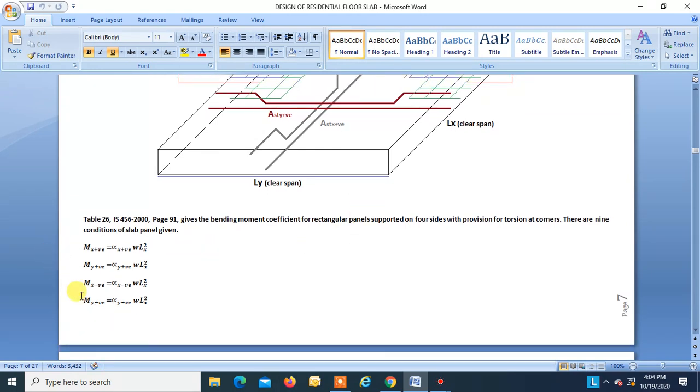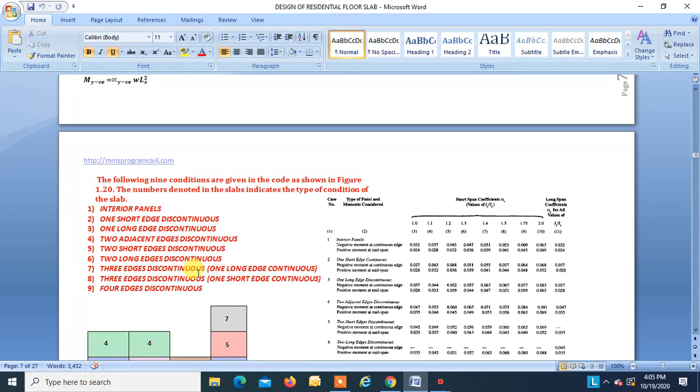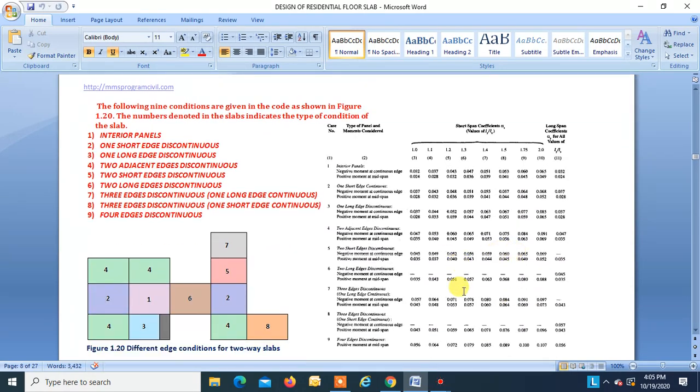So this is how we find Mx and My moments, and this is the formula given in the code. And the nine conditions given in the code are in this table 26.